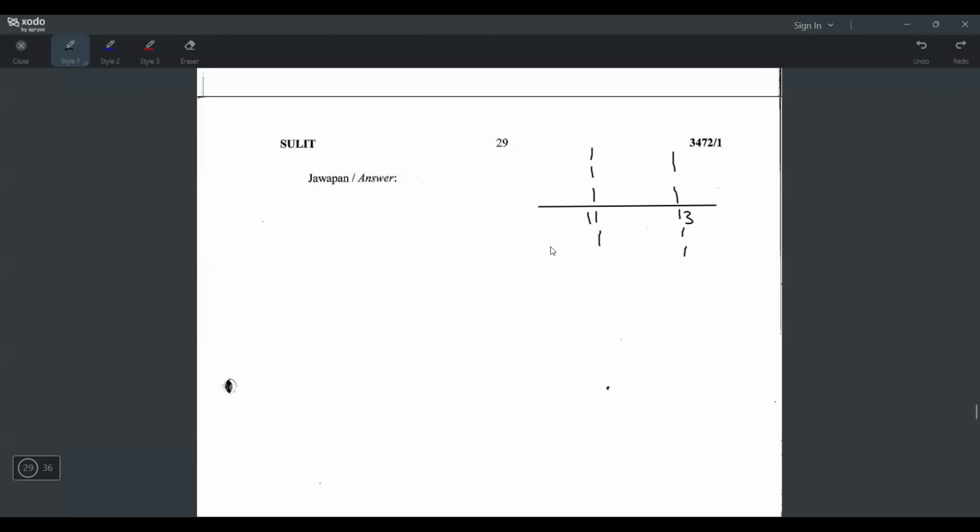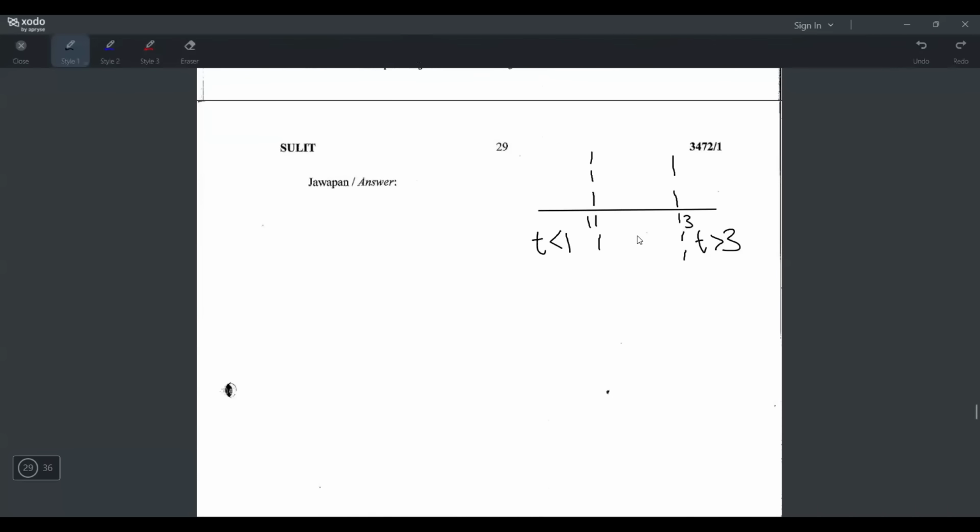Okay, the regions here. So this region here is for t smaller than 1. And then this region here is t bigger than 3. Okay, t smaller than 1, t bigger than 3. And then the region in between here would be t in between 1 and 3. It means you write down all the possible answers, all the possible regions.